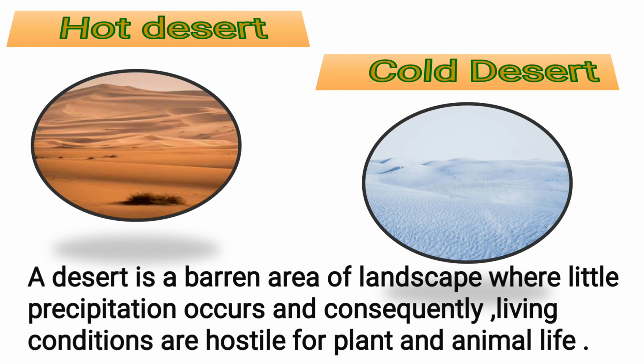It is the same in the cold desert. Now, what is a cold desert? The cold deserts are the snowy areas covered with ice on both the poles, the polar areas. They are known as the cold deserts. You can see the picture over here. Both deserts are looking alike.